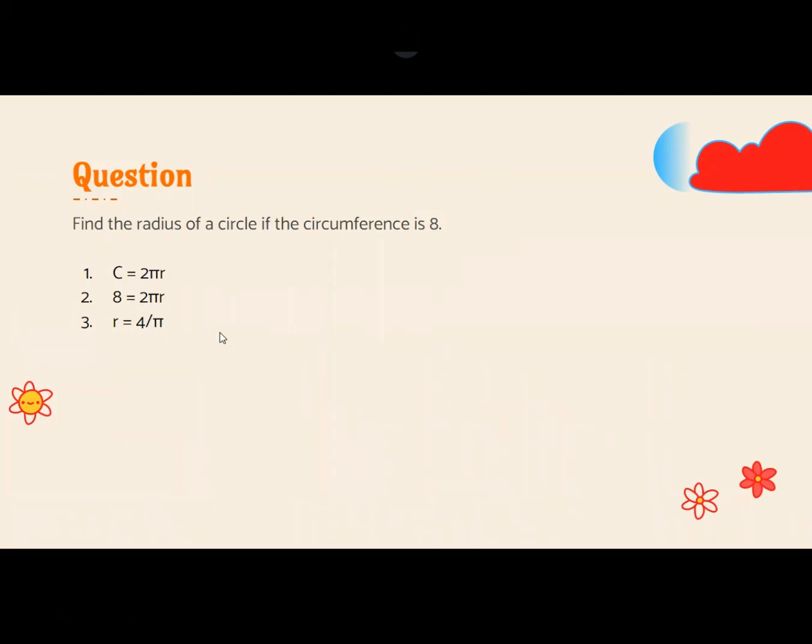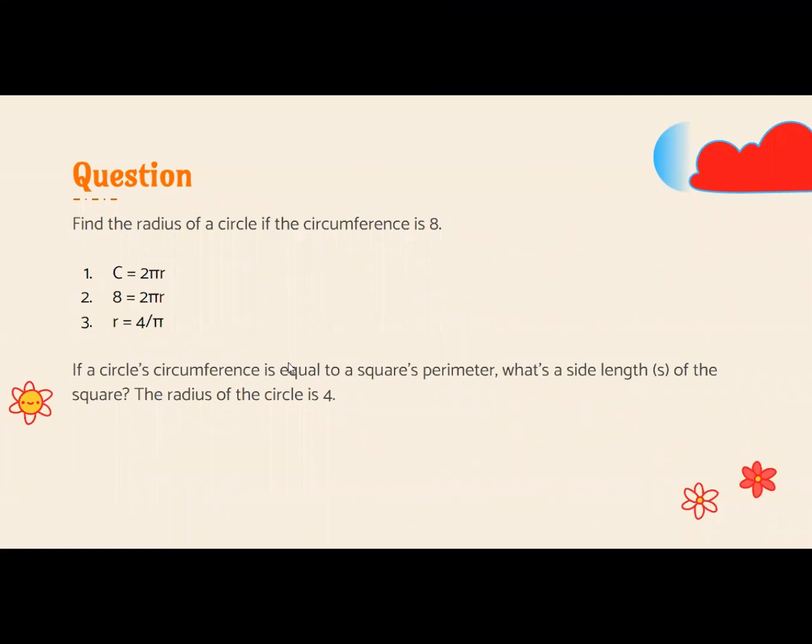The second one is kind of the same thing, so let's go over it. The circle circumference is equal to a square's perimeter. So what is the side length of the square? First we have to find the circle circumference, if we want to find the square's perimeter. If we know the radius of the circle is 4, we can figure out the circumference is 8 pi. So the circle circumference is 8 pi, and so is the perimeter P of the square.